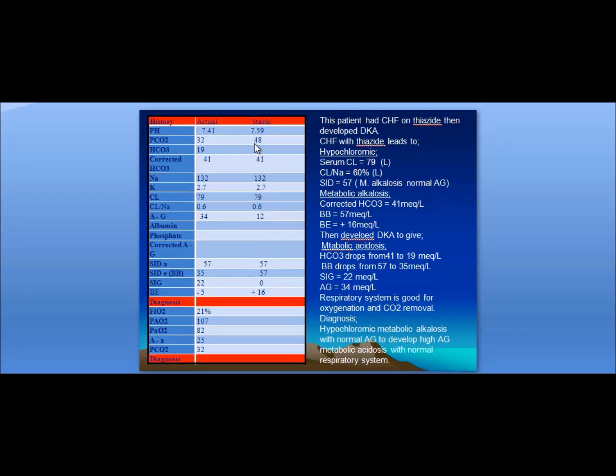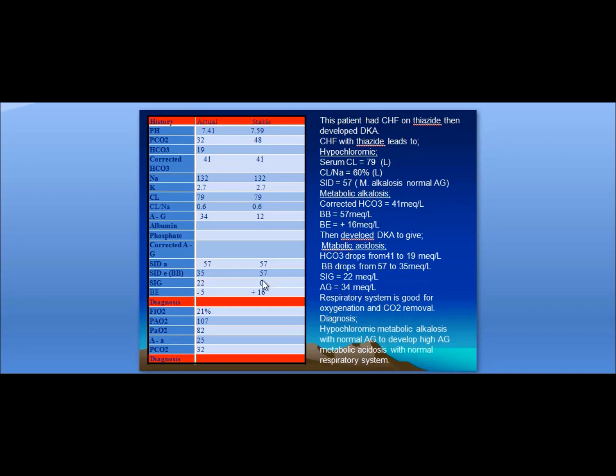What happens? This patient is diabetic, insulin dependent, and her blood sugar was very high, and she developed diabetic ketoacidosis. So the bicarbonate dropped from 41 to 19. So this is the metabolic acidosis. What about the anion gap? Oh, anion gap is 34. So this is a high anion gap metabolic acidosis. When you come to the strong ion difference, there is no change in sodium and chloride, so it is the previous one.